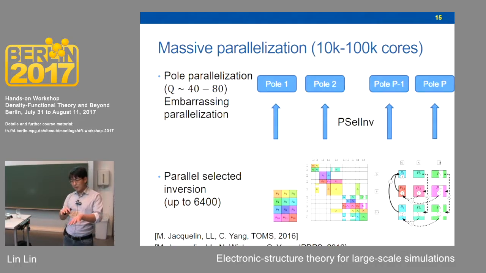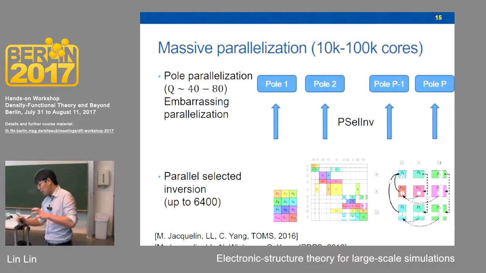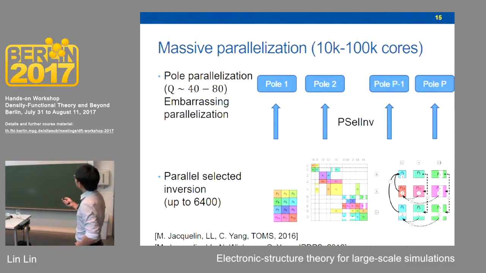This pole expansion and selective inversion framework naturally gives you a two-level parallelization. On the pole level, you usually have 40 to 80 poles. Recently we reduced that a little bit, so this is 20 to 80 poles, and you can easily parallelize them. They're embarrassingly parallelizable. These poles have nothing to do with each other other than that they share the same Hamiltonian and overlap matrices. So there's an embarrassingly parallel level.